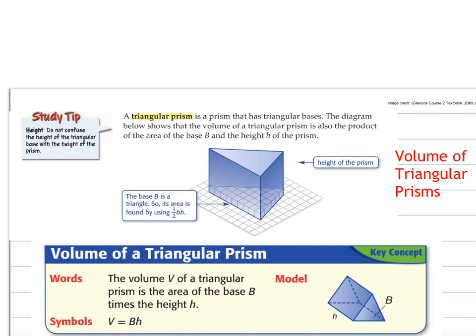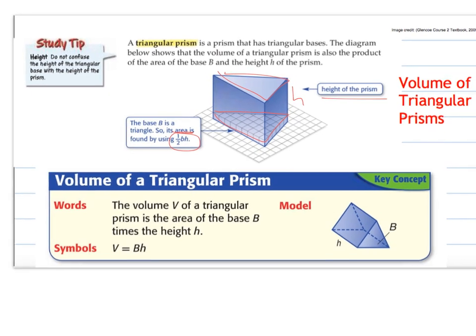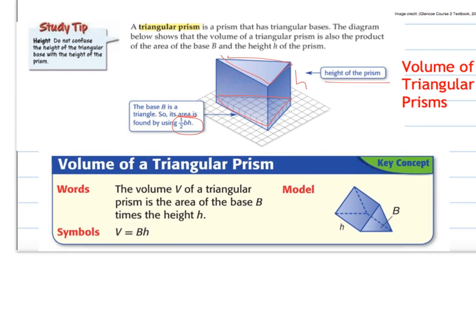The base of a triangle, so we use the base area formula, 1/2 base times height. Notice our base triangle is here and here. So the height of the prism, remember, is the distance from base to base. Here's your formula again. We have volume still is base area times the height. But in this case, for a triangle, our base area is 1/2 base times height.